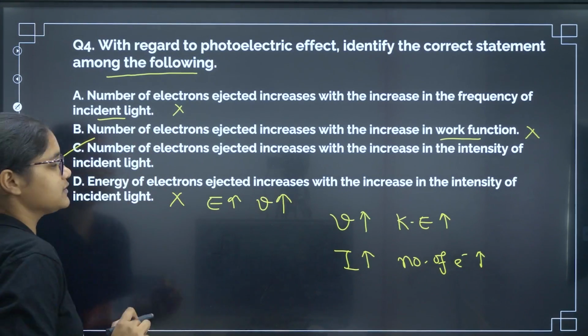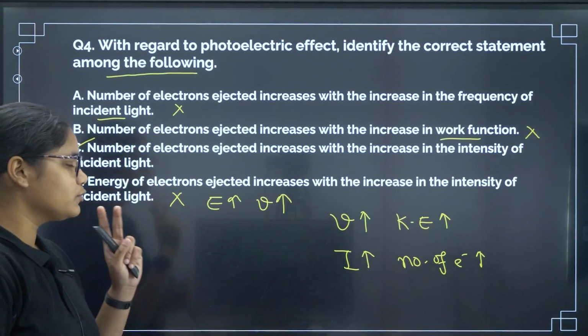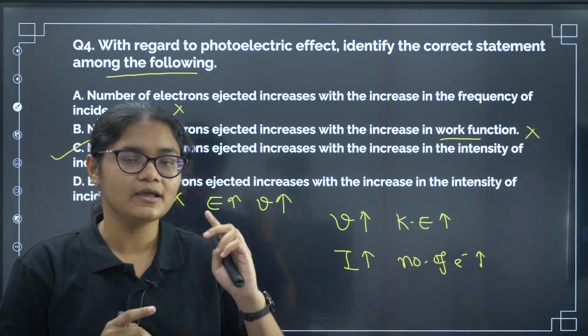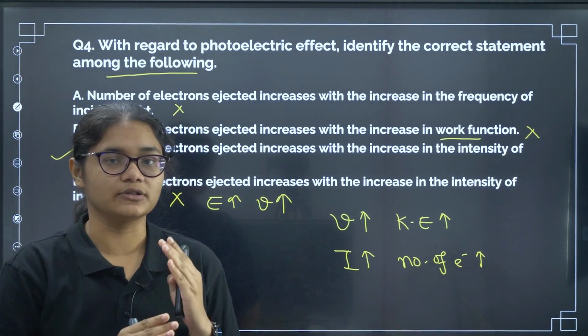So the correct answer for this question is option number C. So there are two things you have to remember. Energy of the ejected electrons depends on the frequency and the number of ejected electrons depends on the intensity.